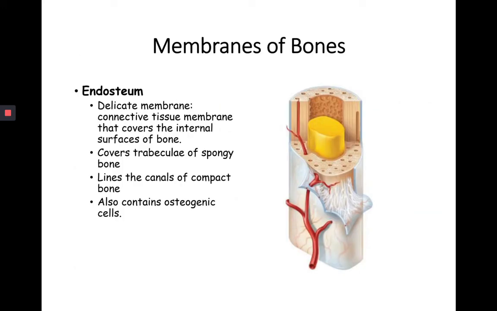Here's just a better view of the endosteum. So just like the periosteum, it's a connective tissue membrane, but it covers the inside versus the outside. So it's not only able to cover central canals, but also the trabeculae of spongy bone. And it also contains, like the periosteum, osteogenic cells.